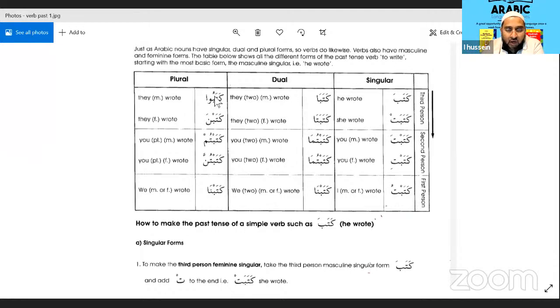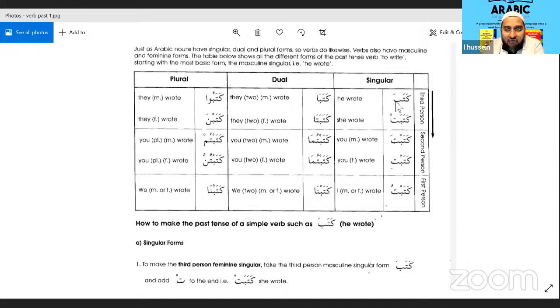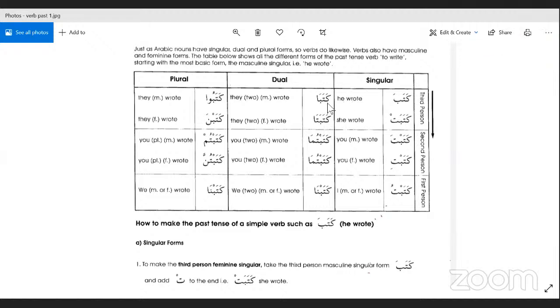What harakat does it have? That's the dhamma. Can you kindly read me the first three verbs in Arabic and translate as well, and mention what the pronoun suffixes being attached are? Kataba, he wrote. Kataba, they two men wrote. Katabu, more than two men wrote.